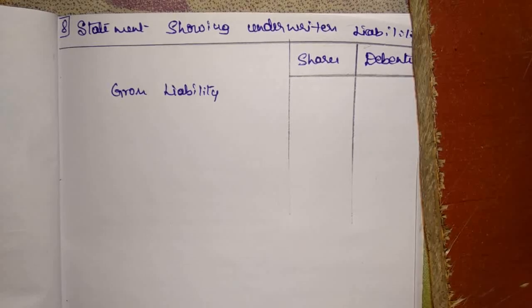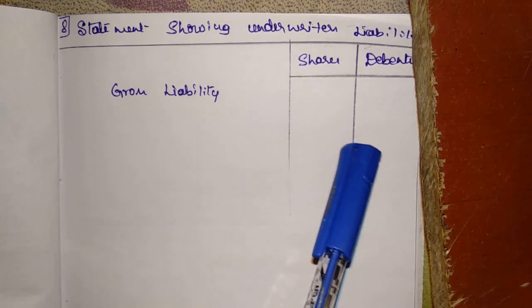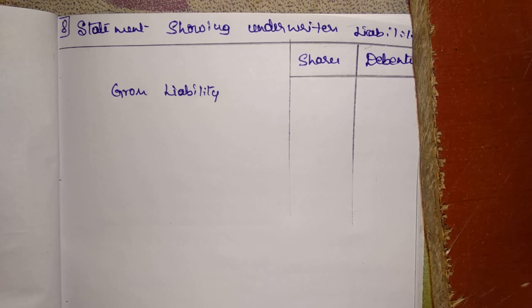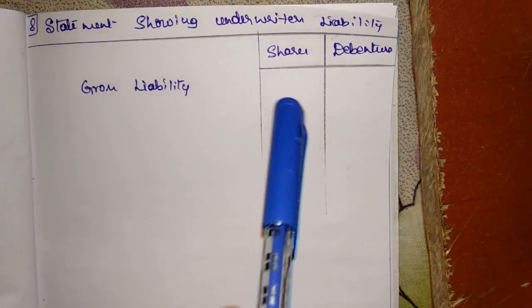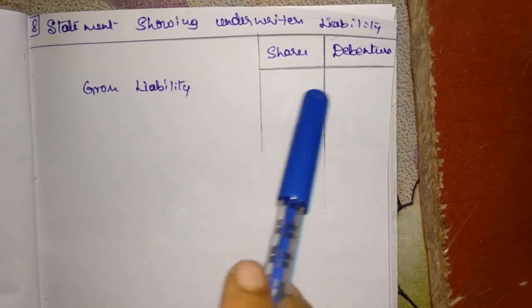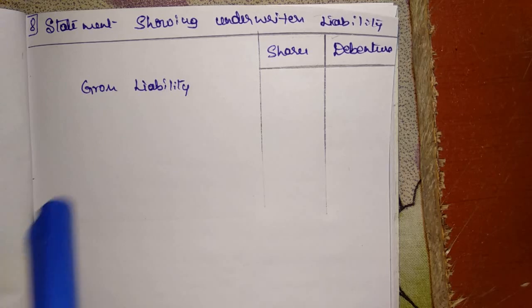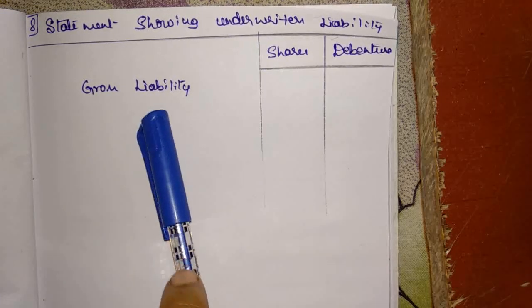In this case, there is only one underwriter, that is Surya and Company, but there are two types of securities, that is shares and debentures. So that's why we have to calculate the number of shares the underwriter needs to take up and the debentures the underwriter has to purchase. So first we'll see the gross liability. What is the liability of the underwriter?